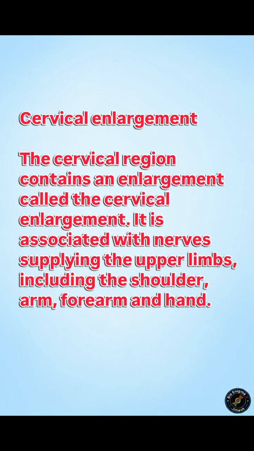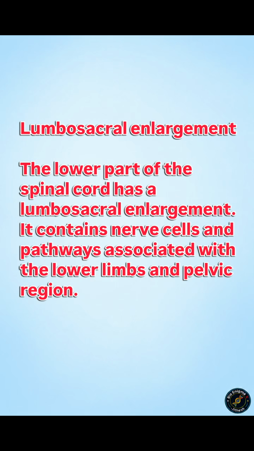Cervical enlargement. The cervical region contains an enlargement called the cervical enlargement. It is associated with nerves supplying the upper limbs, including the shoulder, arm, forearm, and hand. Lumbosacral enlargement. The lower part of the spinal cord has a lumbosacral enlargement. It contains nerve cells and pathways associated with the lower limbs and pelvic region.